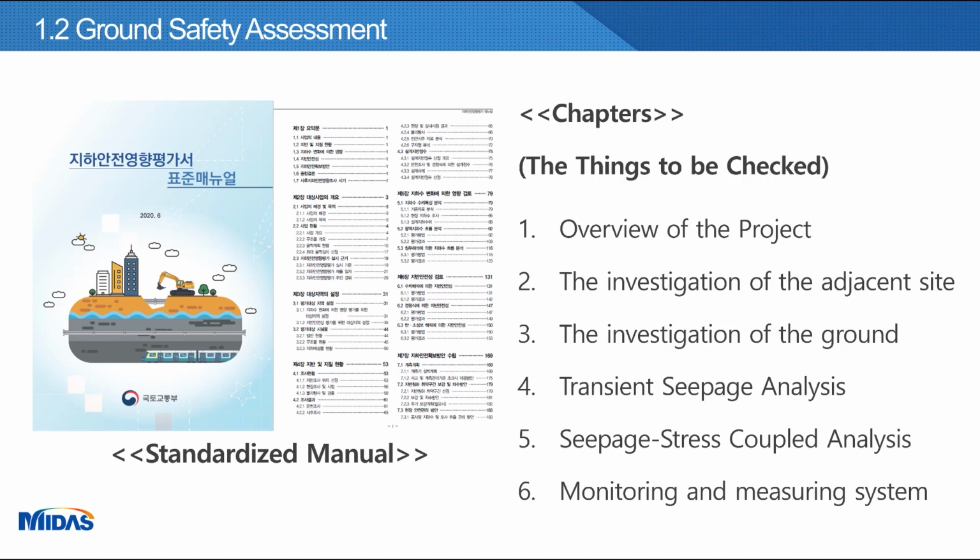The government suggested the manual publicly so that engineers can include the contents that have to be included, like this. I summarized the big 6 main contents on the right side: overview of the project, the investigation of adjacent sites, the investigation of the ground, transient seepage analysis, seepage-stress coupled analysis, monitoring and measuring system. I will explain it in detail on the next pages.